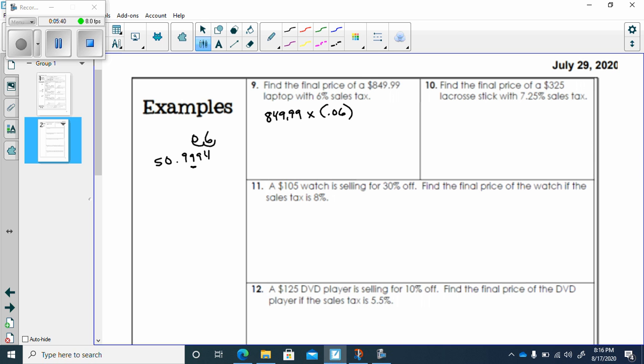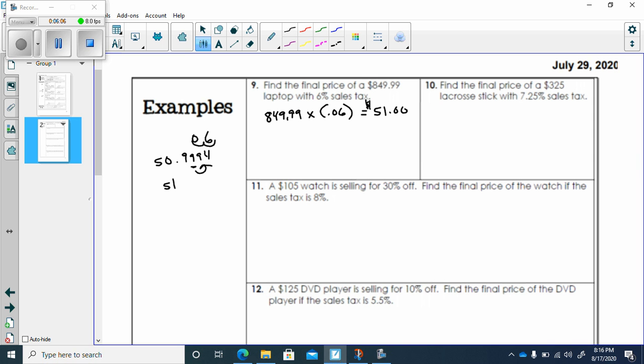So let's look right there. 4 or less, let it rest. 5 or more, raise the score. So I need to raise this 9 up to 10. To do that, it's going to carry a 1. This becomes 10. I'm now at $51. So my sales tax is $51.